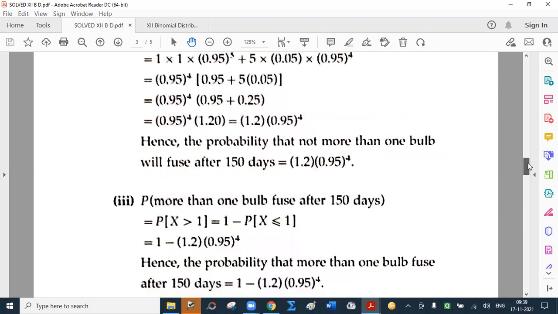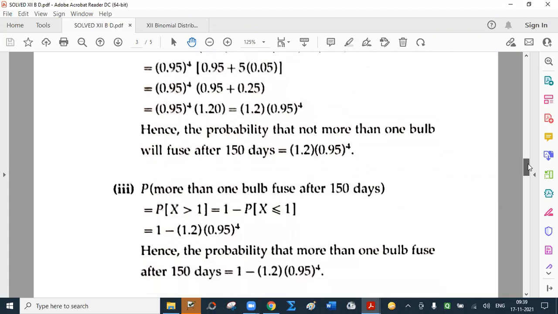What about third part? Probability that more than one bulb will fuse after 150 days. So P of x greater than 1. Here it is better if we consider the complement. Probability of complement. So what is required probability? 1 minus P of x less than or equal to 1. This we have already obtained. So what is the required answer? 1 minus 1.2 into 0.95 raised to 4. So that's it for today.